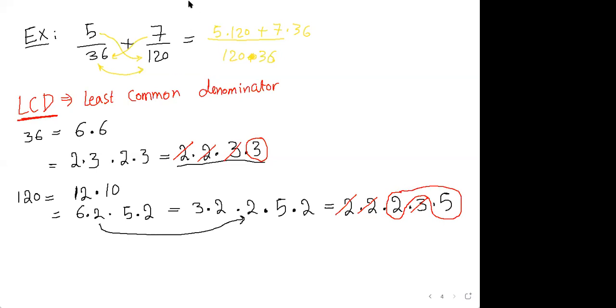So right now, what we have to do is go back to the same question. We multiply this fraction by 2 and 5. I multiply 2 times 5. And this fraction, I multiply only by 3, times 3. Okay? So 5 times 2 is 10. I multiply this fraction's top and bottom by 10. Here, 3, I multiply this top and bottom by 3. Okay?